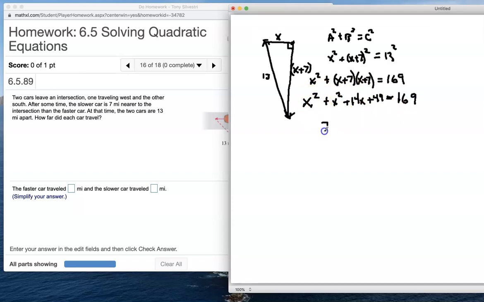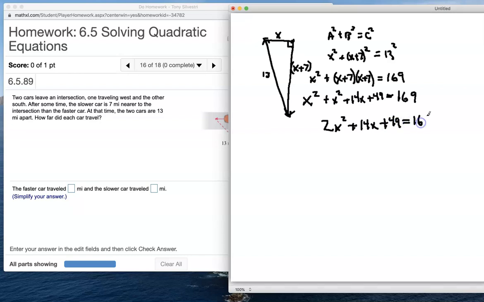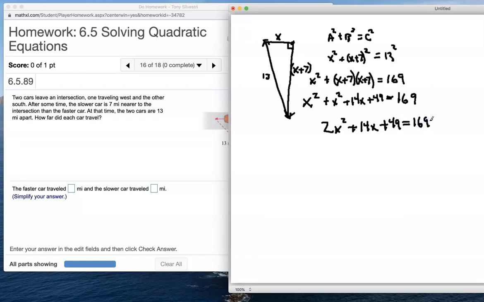Combine your x squares. You got 2x squared plus 14x plus 49 equals 169. So right off the bat there, there's a lot of steps, and a lot of people hate a lot of steps. A lot of students just want to do one, maybe two steps and be done with it, but there's a lot of steps that I showed you here so far. But you got to have faith that each step that you're taking makes sense and you're doing it correctly.